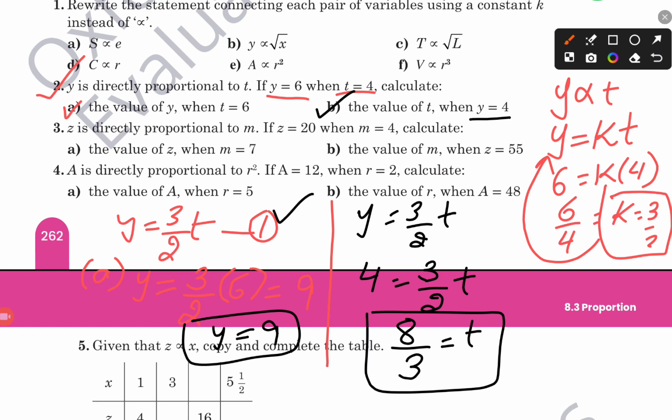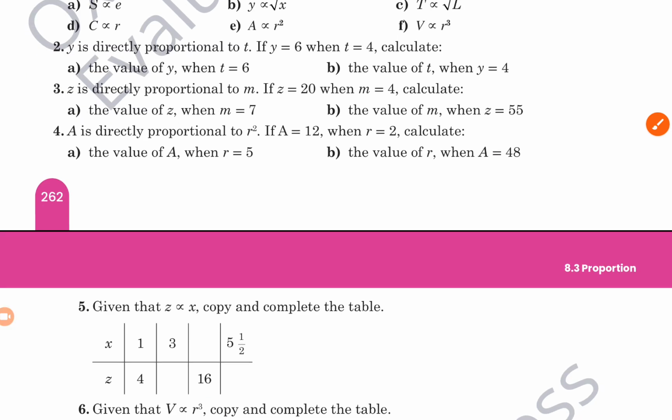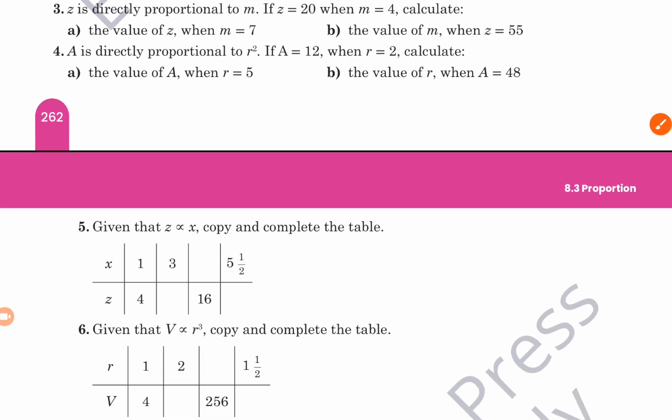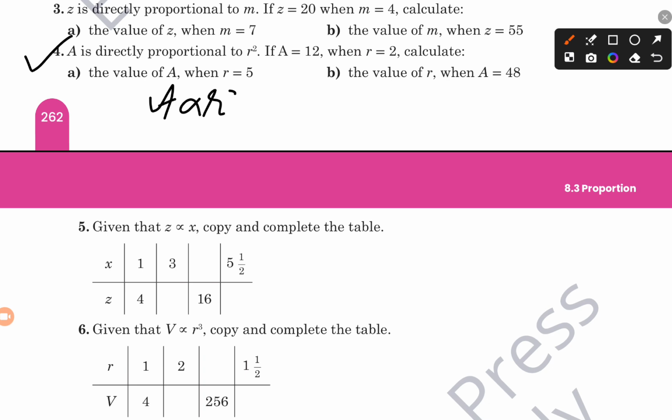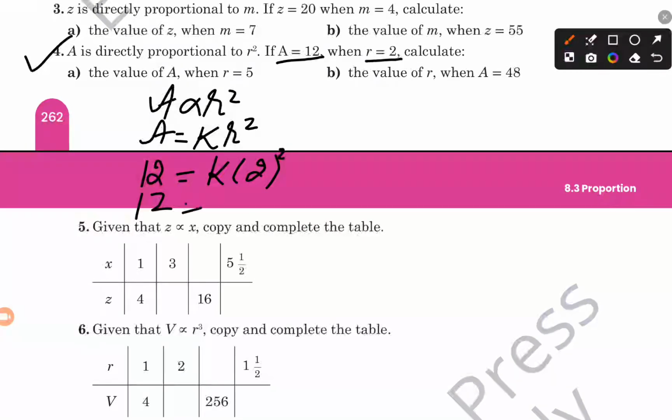If I do one or two more questions for you, it will look like this. If we do question number 4: A is directly proportional to R square. First we need to find, as I told you, the value of the proportionality constant. A is 12 and R is 2. So 12 equals 4k, so the value of k becomes 3. 12 over 4 means 3.